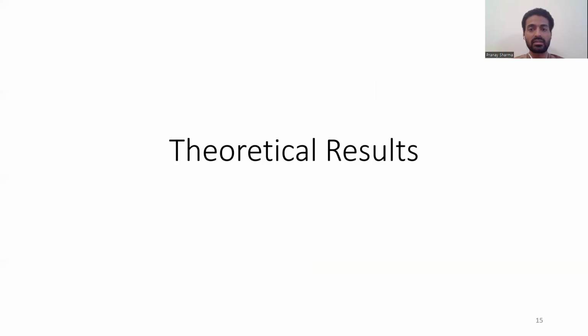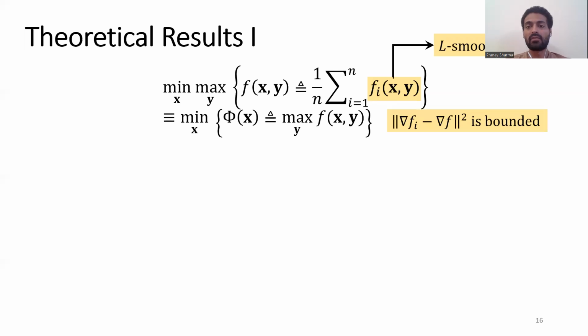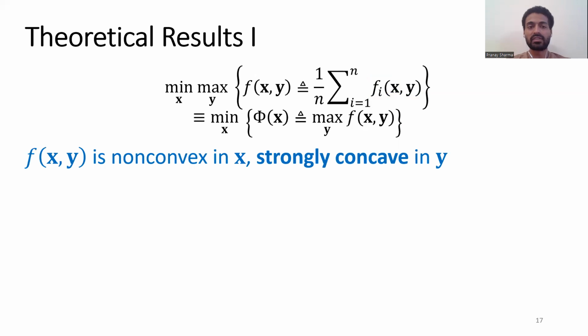So let's look at some of our theoretical results. We assume that all the local functions F_i's are smooth in both the x and y variable. We also assume that the local gradient of F_i is within a bounded distance of the global gradient of F. We first assume that the global function F is non-convex in x and strongly concave in y. We have already assumed that it is smooth in both x and y, right?